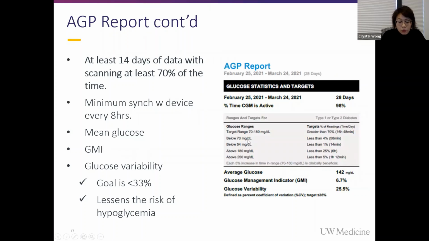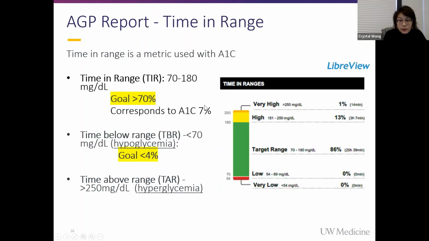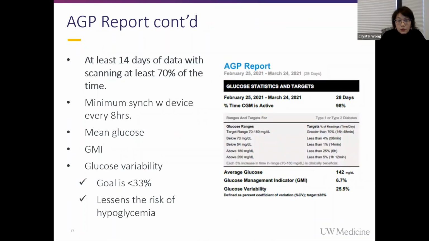The next quadrant, let me show you back here, is the upper left. And this is going to have your key metrics in it. So number one, it's going to show you the time frame in which this report covers. And you're going to want at least 14 days of data to make a good educated decision about whether or not your patient needs to have anything changed. So this example is 28 days.